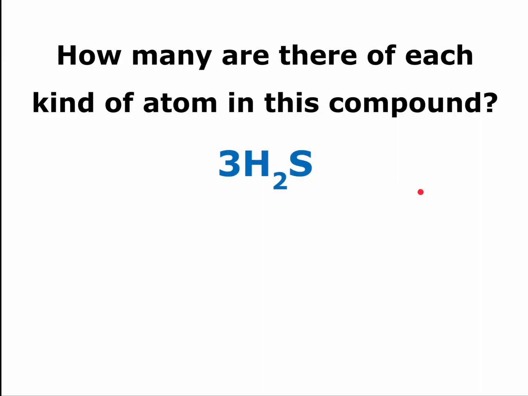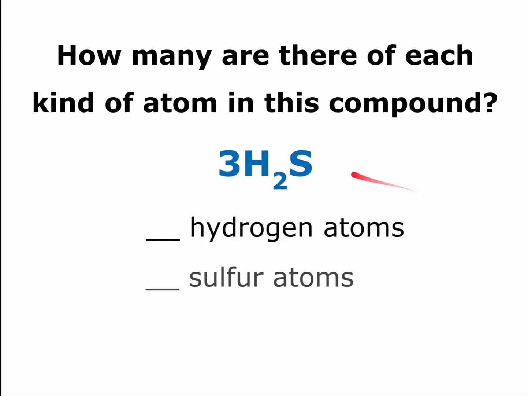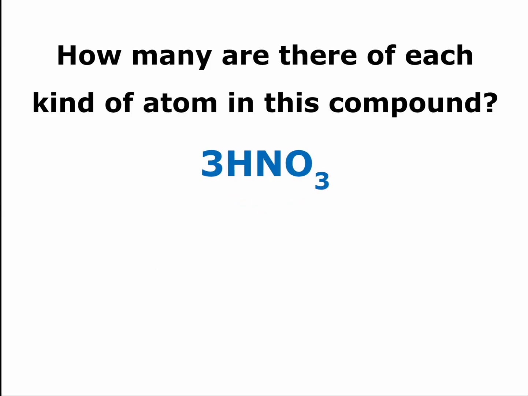All right, how many are there of each kind of atom in this compound? First, we'll list the kinds of atoms, hydrogen and sulfur. S is for sulfur. We'll take the subscript times the coefficient. 2 times 3 is 6. And 1 times 3 is 3. All right, final example. How many are there of each kind of atom in this compound?